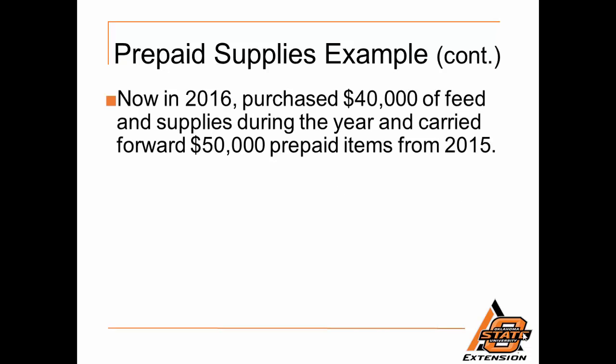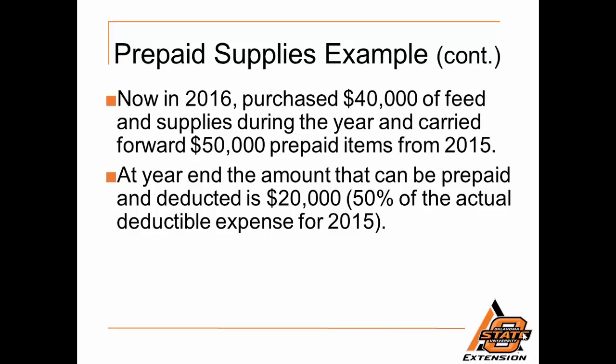Now, in 2016, we purchased $40,000 of feed. In addition to that, we have to look at the $50,000 that was carried from the prior year. That becomes then the amount that was actually used that year. So if we buy additional prepaids in this next year, we have to look at what was actually deducted and used in 2015 to determine how much will be allowed as prepaid in 2016.